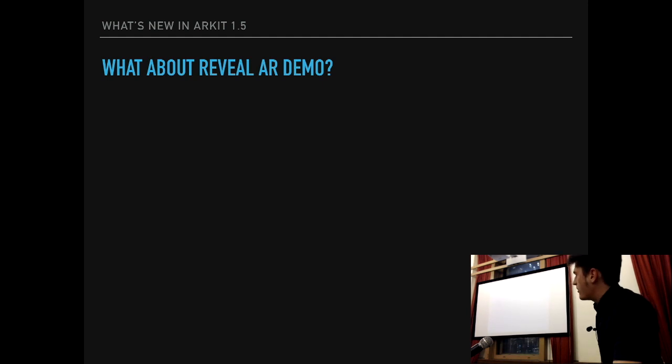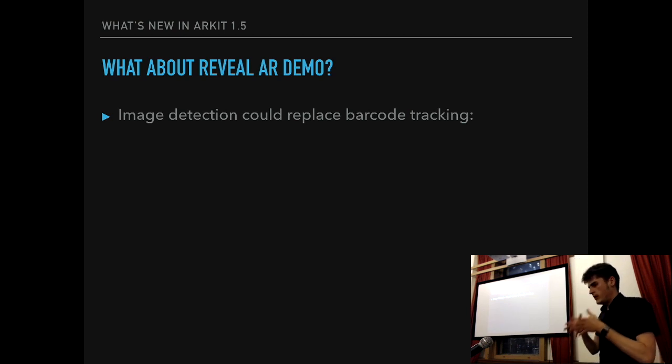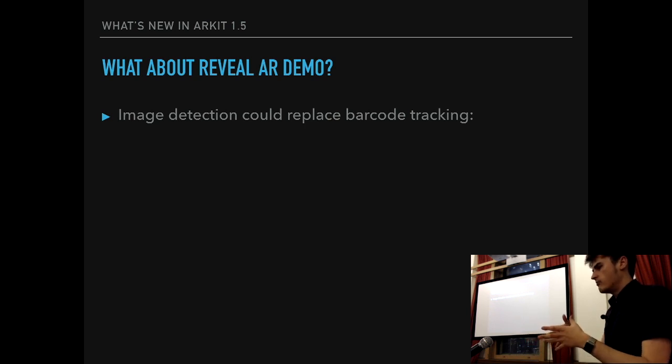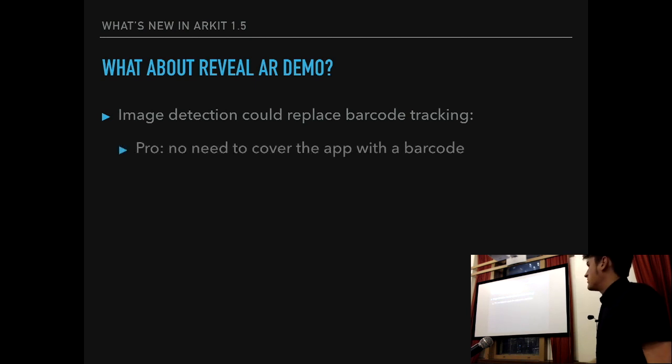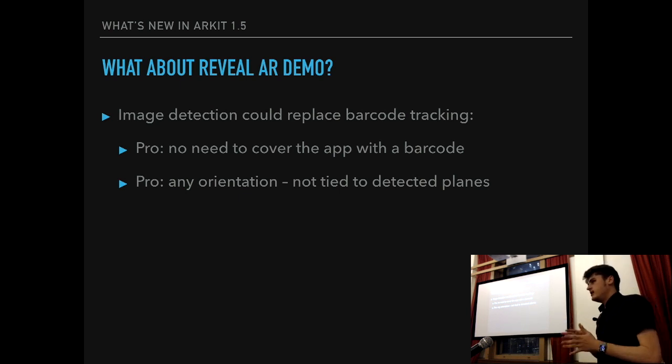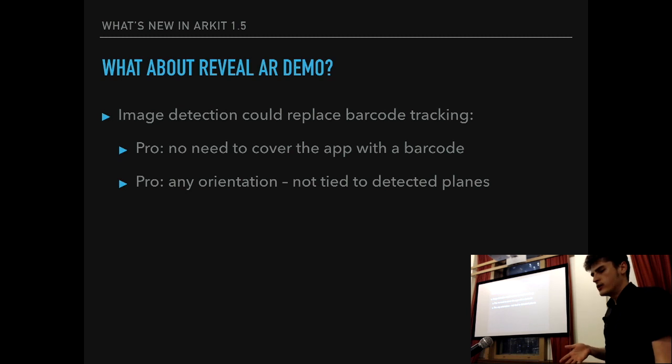So, how does this all connect to the Reveal AR demo? You may remember that it was using QR code tracking with the Vision Framework to track the screen in the world. So image detection could actually replace that in theory. There are some pros and cons. The pros are that we don't need to cover the screen with a QR code, obviously. It works reasonably with different orientations. At a different angle, it will still detect the image, while the previous demo could only work if the QR code was on the plane that it had already detected.